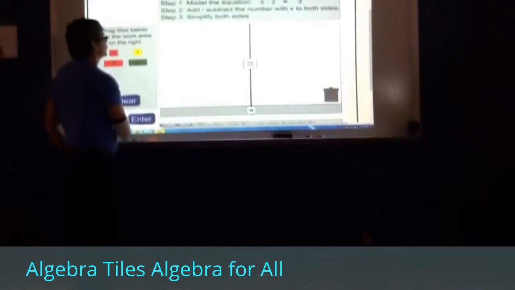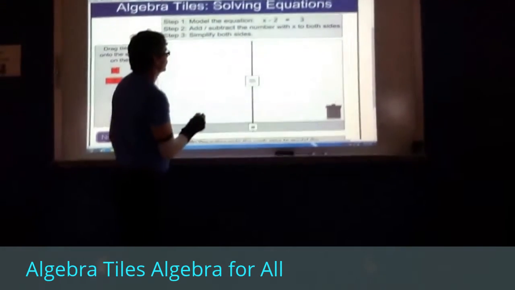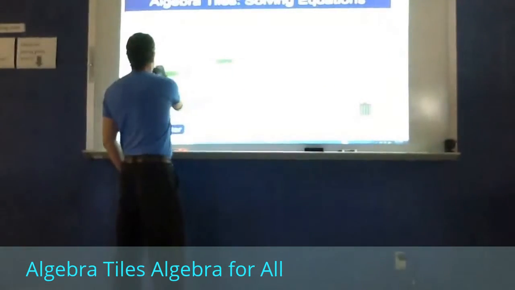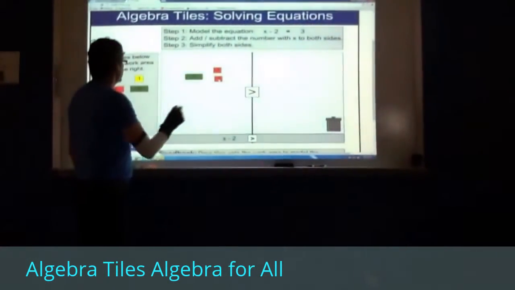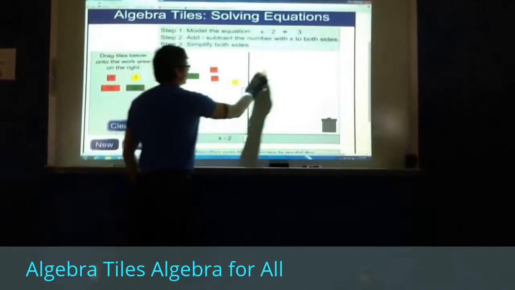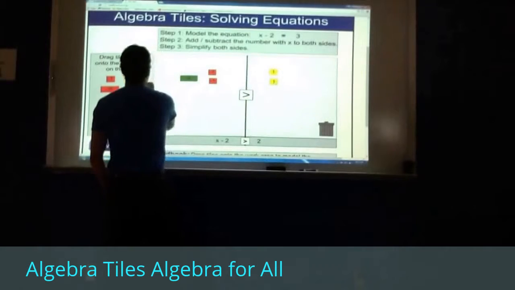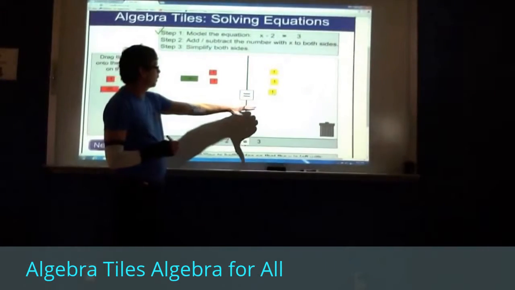Let's try another one. We have x minus 2 equals 3. What I see is an x, a negative 1, a negative 2. I need 2 negative 1s. And I need a 3, so I bring that over to the other side. And now you can see that it is balanced, it's equal.